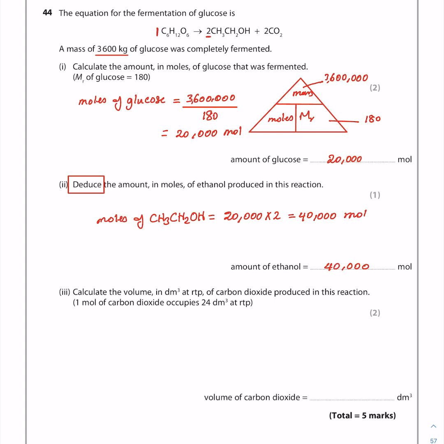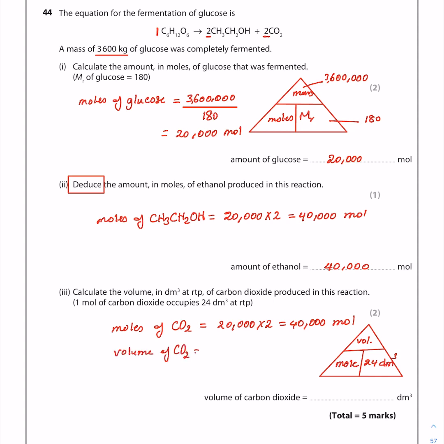Calculate the volume in cubic decimeter of carbon dioxide produced in this reaction. Carbon dioxide is double the moles of glucose, which we got in the first step as 20,000, so the moles of carbon dioxide equals 20,000 by 2, which is 40,000 moles. Since moles and volume are related by the law moles equals volume over 24 cubic decimeter, the volume of carbon dioxide gas equals 40,000 times 24, which gives 960,000 cubic decimeter.